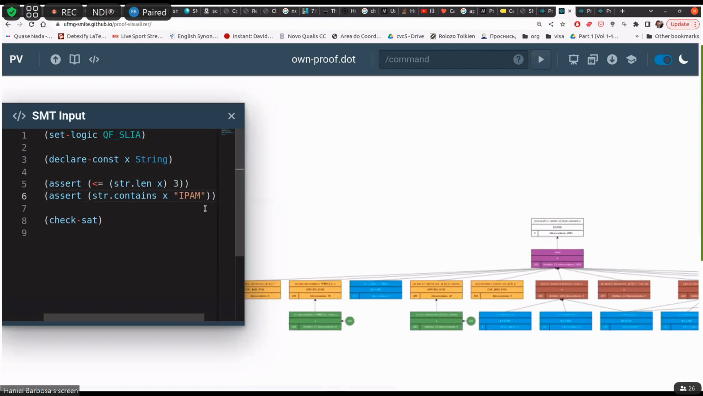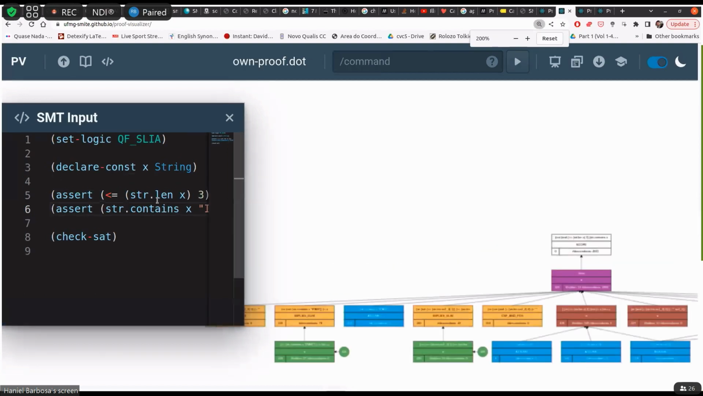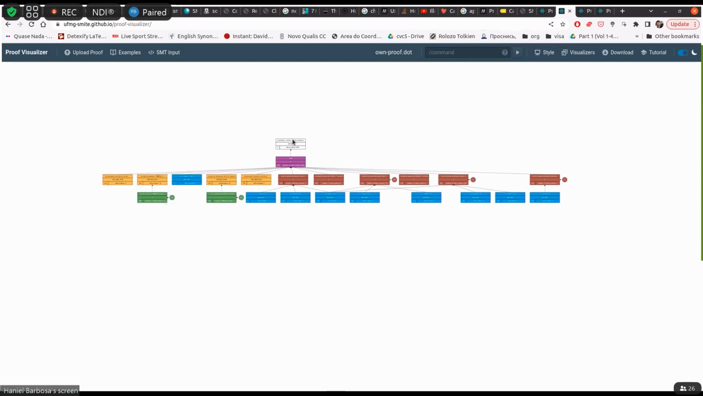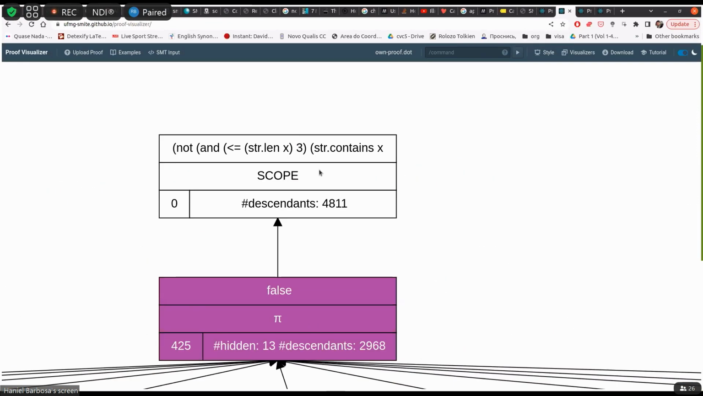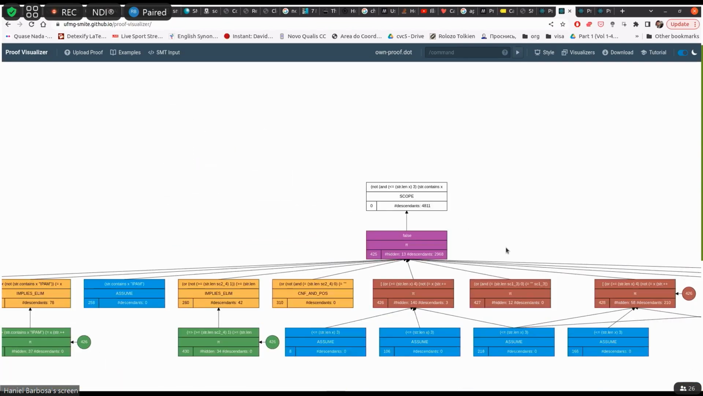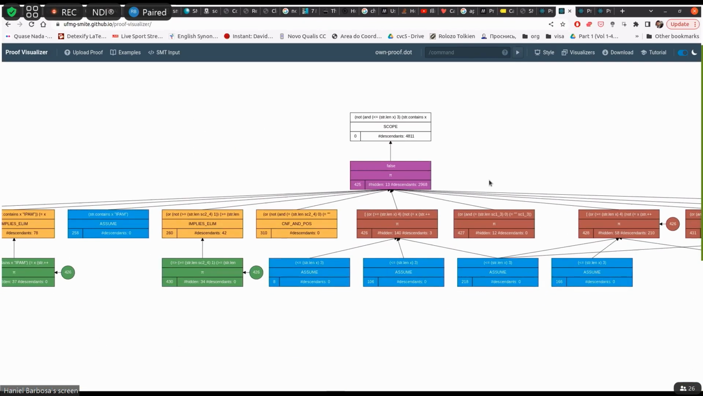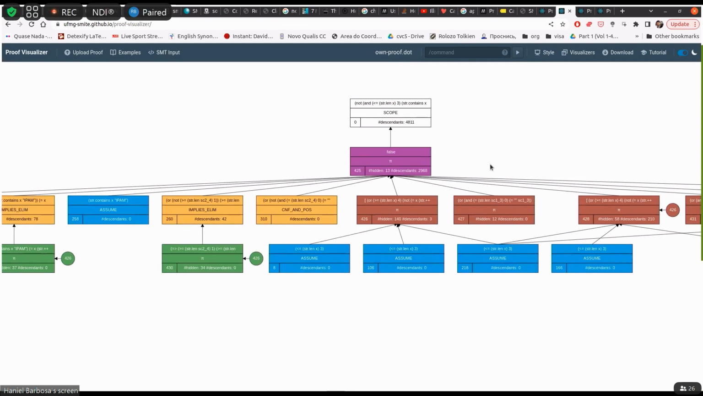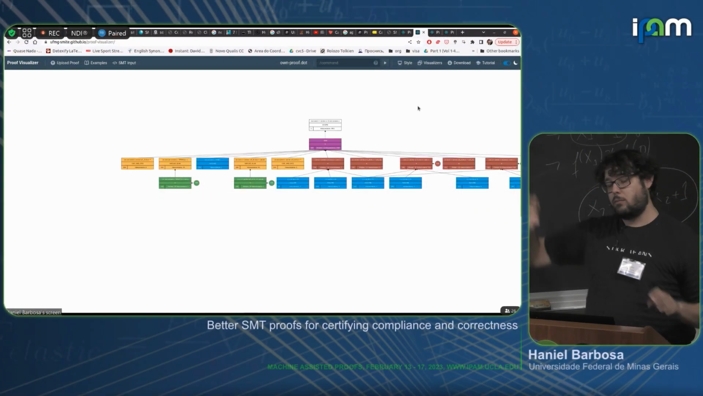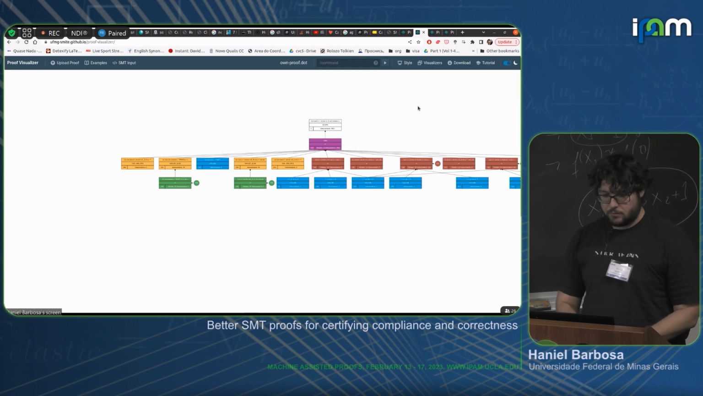The way that the CVC5 SMT solver solves this problem is by applying 4,811 inference steps. So it does many things, but it gets there. Strings are hard, really, really hard. That's what I wanted to say. So this is a dot representation of our proofs. It's one of the proof formats that we can input proofs on.